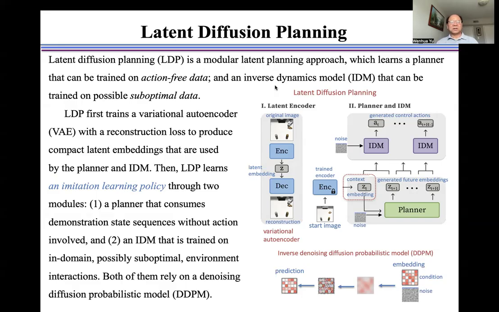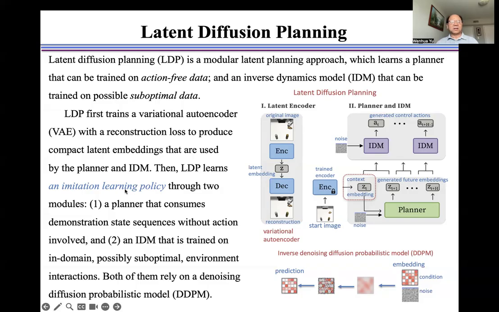LDP further trains a variational autoencoder with a reconstruction loss to produce compact latent embeddings that are used by the planner and IDM. As we hear, this is the architecture of a variational autoencoder.